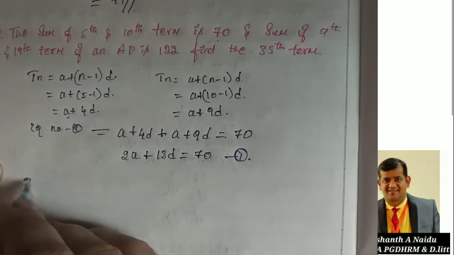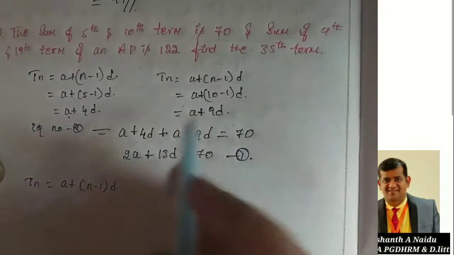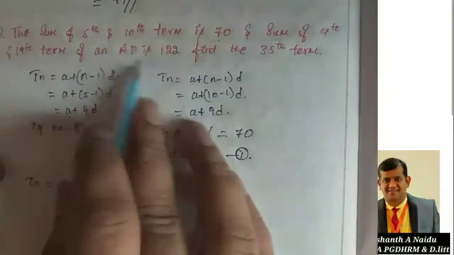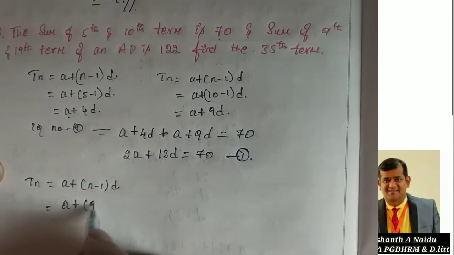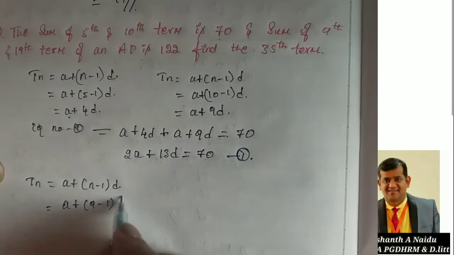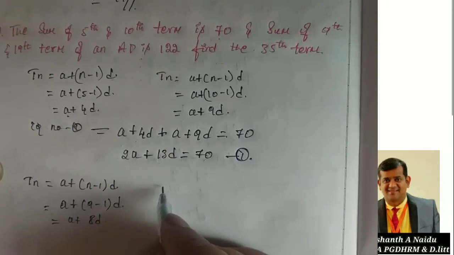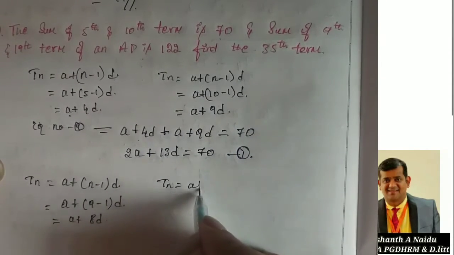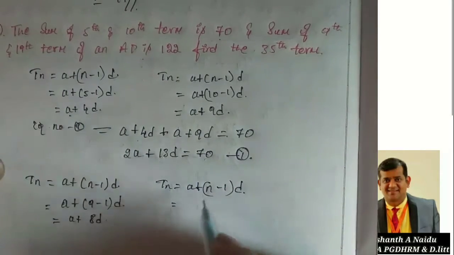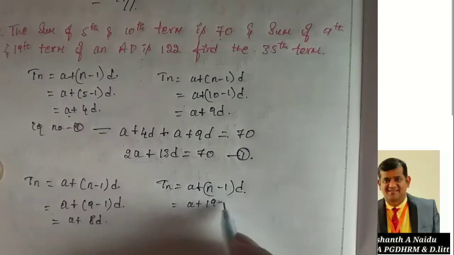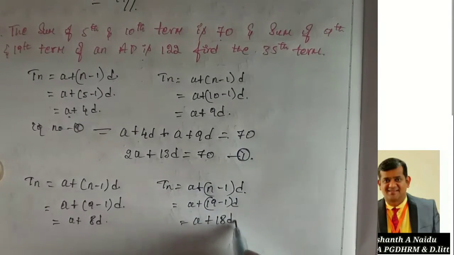So Tn equals a plus n minus 1 into d. So that is the 9th and 19th term. The 9th term is a plus 9 minus 1 into d, that is a plus 8d, we got. Same way, Tn equals a plus n minus 1 into d. So that is the 19th term, a plus 19 minus 1 into d. So that is a plus 18d.